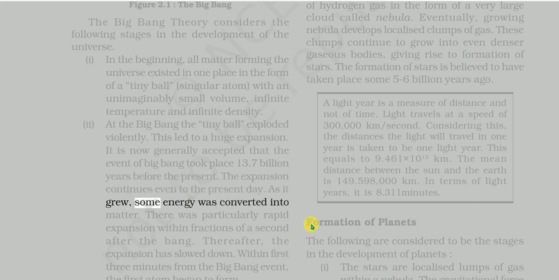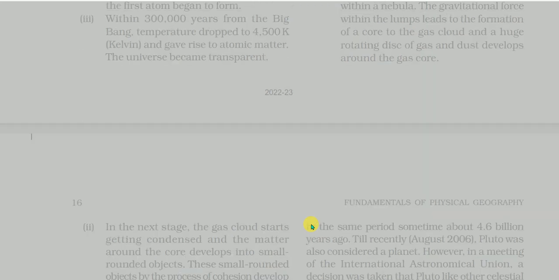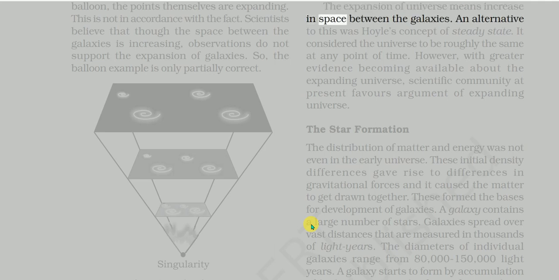As it grew, some energy was converted into matter. There was particularly rapid expansion within fractions of a second after the bang. Thereafter, the expansion has slowed down. Within the first 3 minutes from the Big Bang event, the first atom began to form. 3. Within 300,000 years from the Big Bang, the temperature dropped to 4500 Kelvin and gave rise to atomic matter. The universe became transparent. The expansion of the universe means an increase in space between the galaxies.